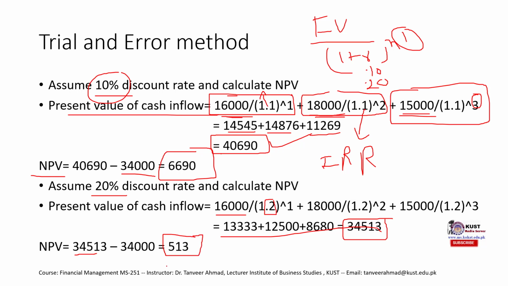Now again this value is positive. We first tried 10%, it was 6690. We increased the denominator, so the answer should decrease. It had decreased, but we needed a value of 0, so we need to further increase it. We can either take 22, 23, 24. So again we will have to try.